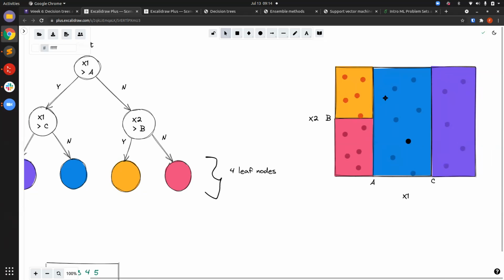And then our prediction will be based on the training samples that are also in this region. So in this case, all of the training samples in the blue region are blue. So we're going to predict blue for our test point. What if we had a few other color training samples mixed into the blue region?